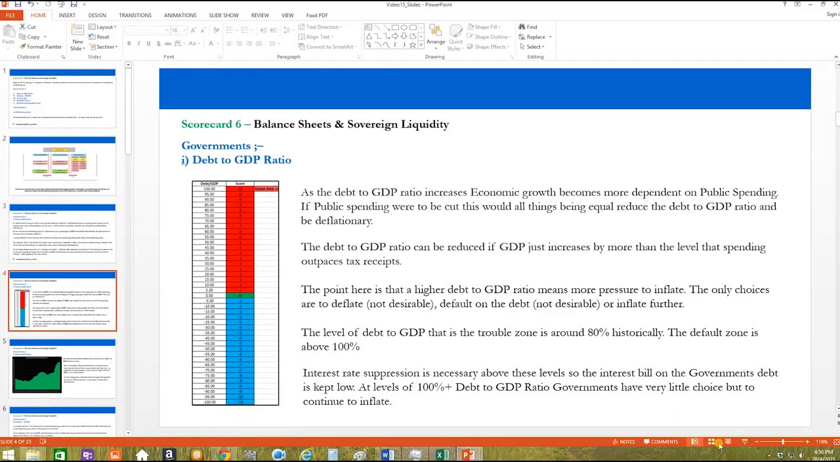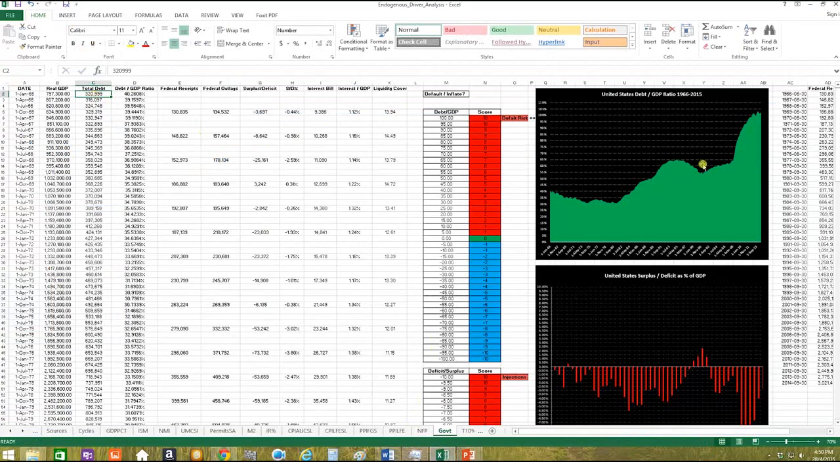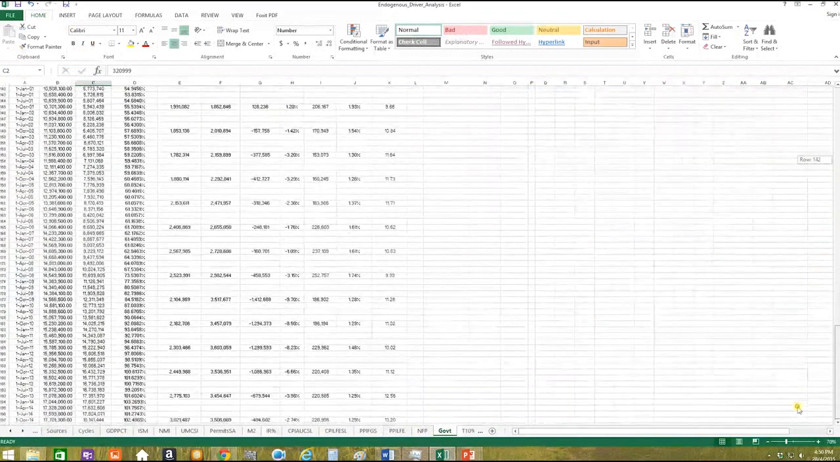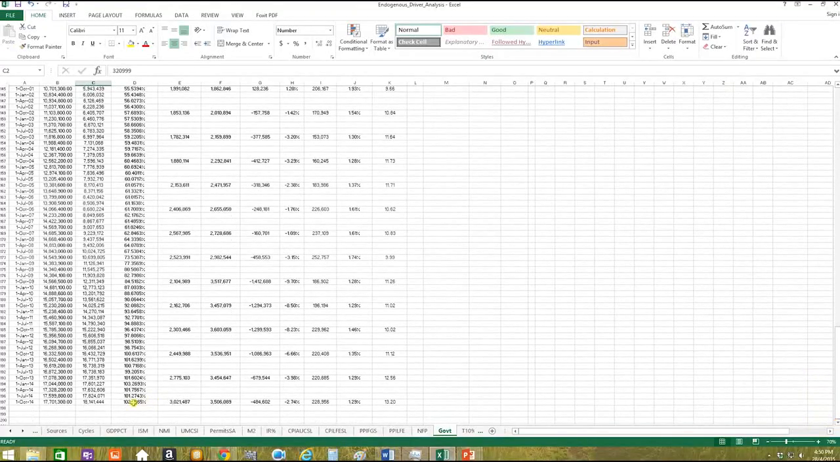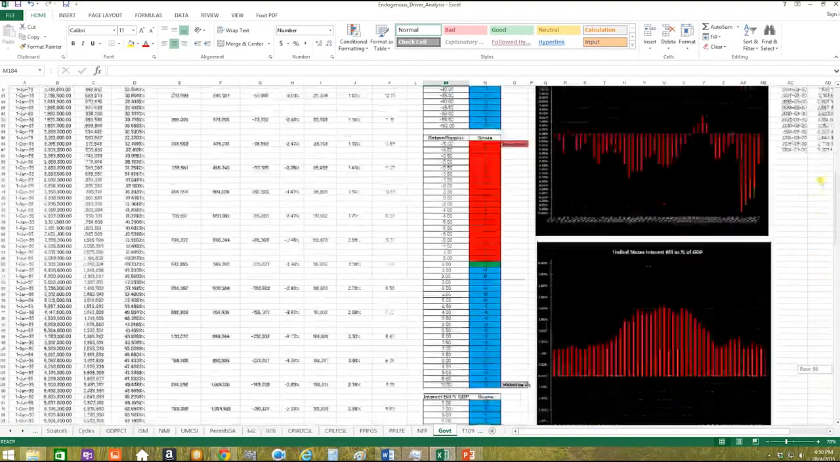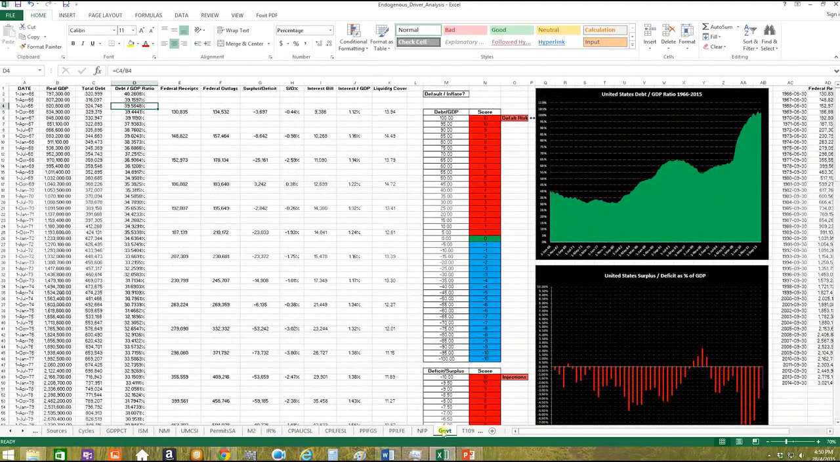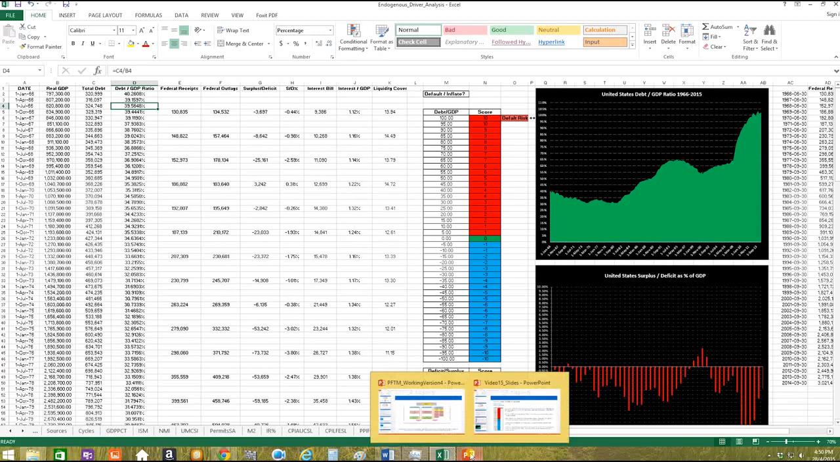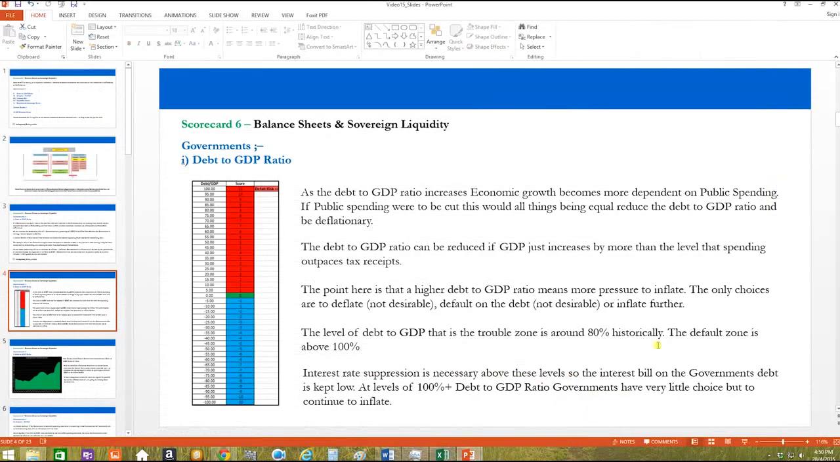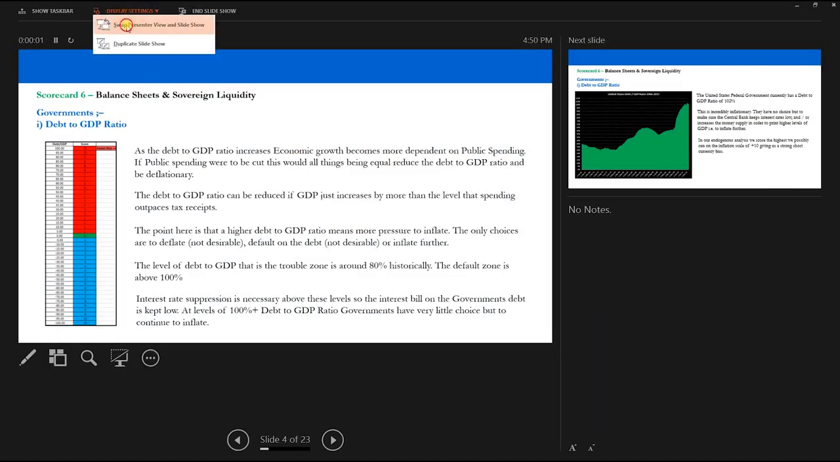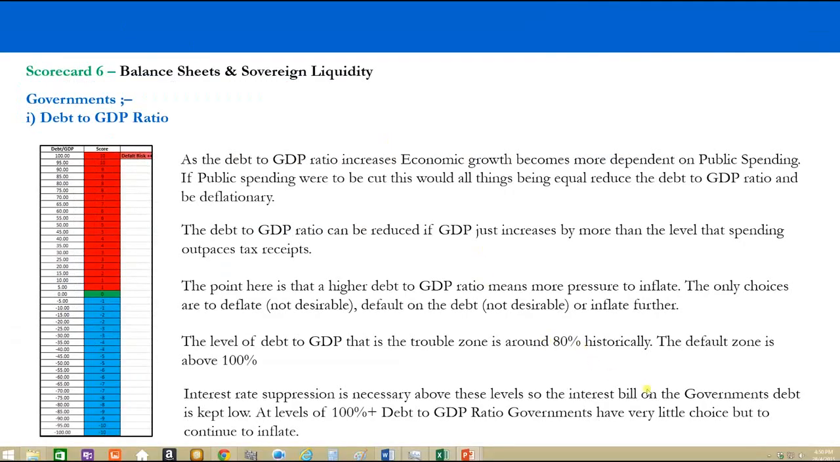So if we just go back to the spreadsheet, we'll have a look at the current number. And the current number for the United States is 100%. Actually above 100%, 102%. And this is basically synonymous with historical cases where debt to GDP levels have gone through 100% and we've seen multiple defaults. So it's not good. It's extremely inflationary.